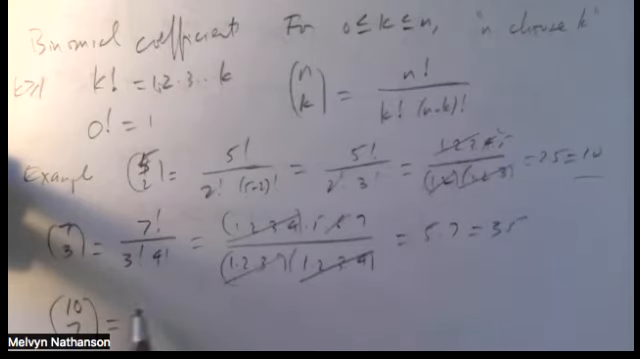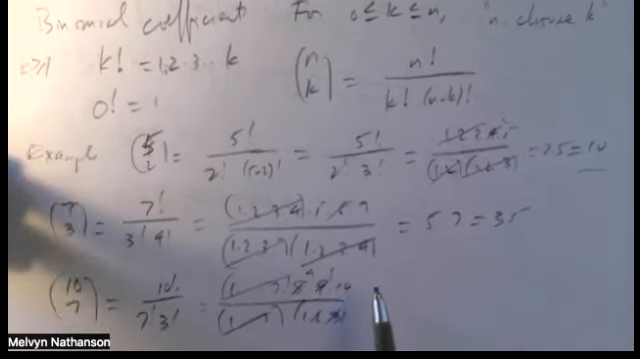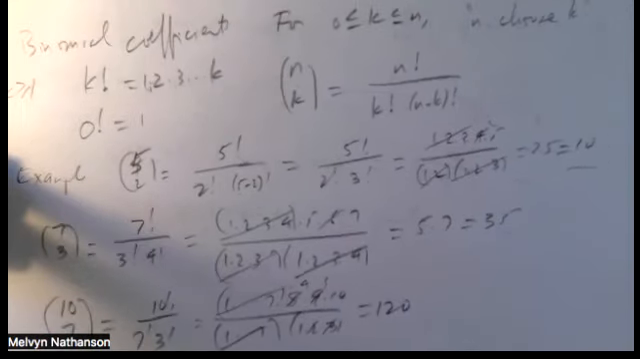Exactly 120, because this is 10 factorial over 7 factorial times 3 factorial. So 10 factorial, just multiply all the numbers up to 7, 8, 9, 10. 7 factorial is all the numbers up to 7. 3 factorial is 1 times 2 times 3. These cancel. Let's see, 3 into 9 goes 3. 2 into 8 goes 4. 4 times 3 is 12. 12 times 10 is 120. So that's the binomial coefficient.